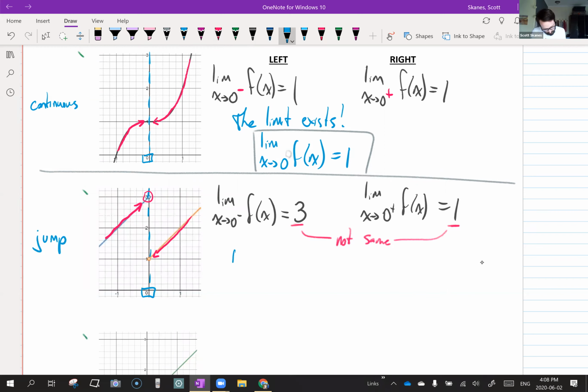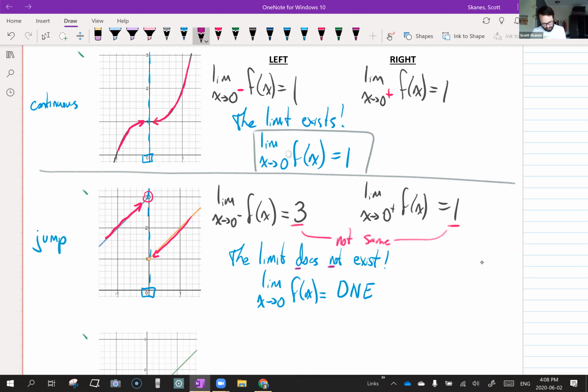So we can say the limit does not exist. There is no limit for this function. There is no value in the center there that we can agree on. So the final answer here, I usually write it as DNE. DNE means does not exist. It's just shorthand, it's easier to write. All right, it's a shortcut.